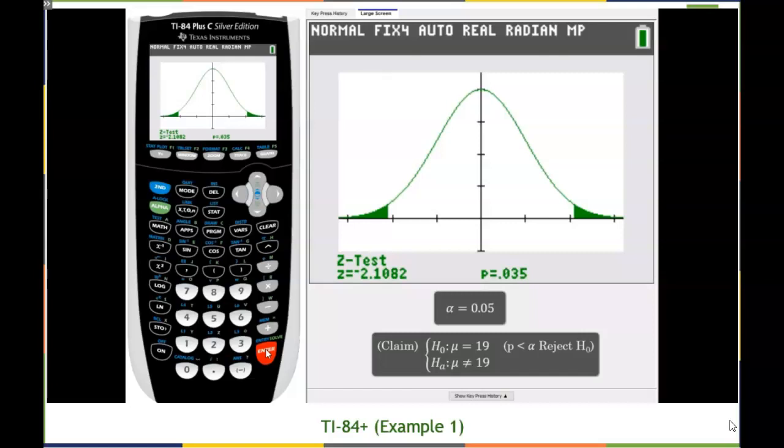So if P is less than alpha, we reject H0. Our claim is H0, so we have to say our claim is bad. We just have enough evidence to reject our claim.